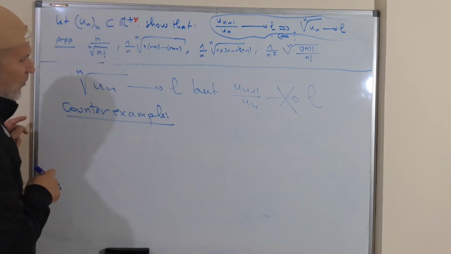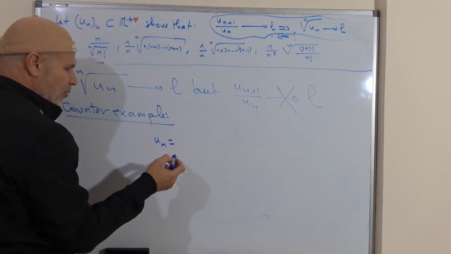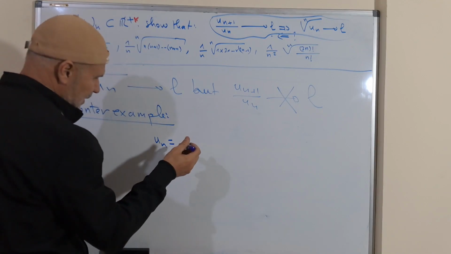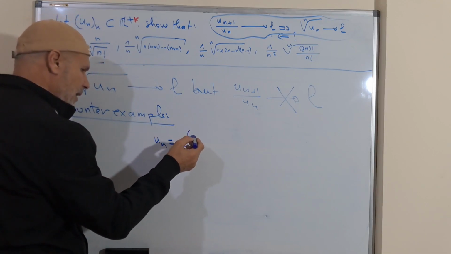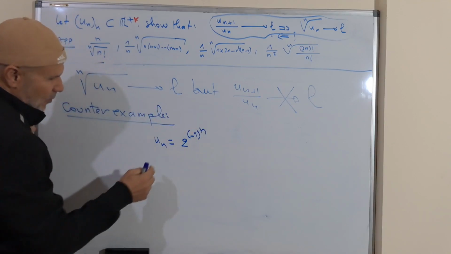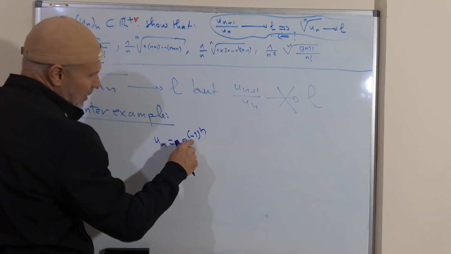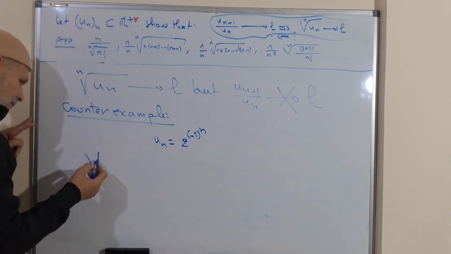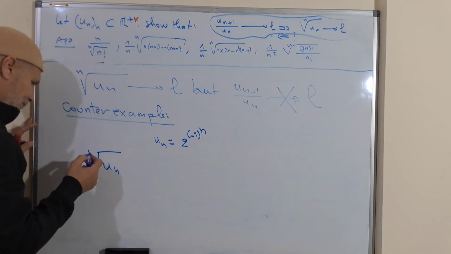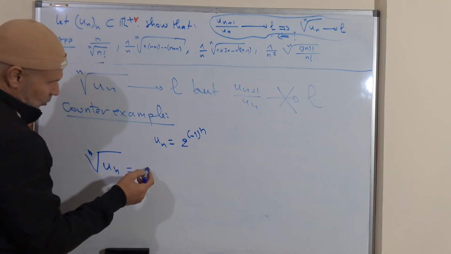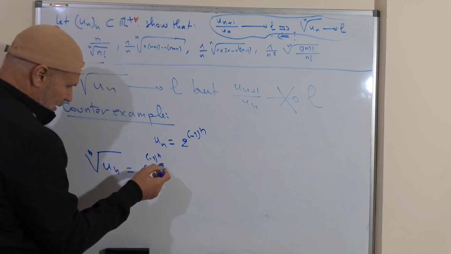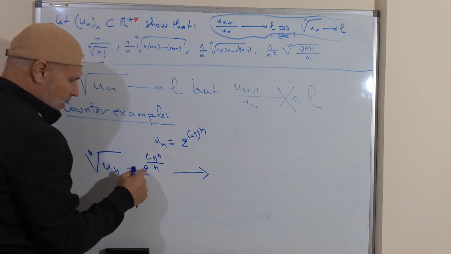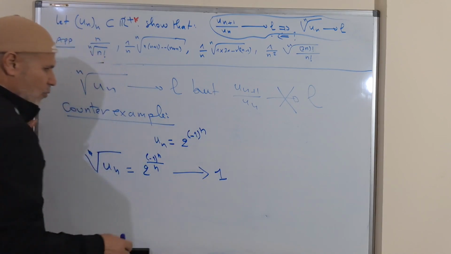I prepared it previously. Let Un be equal to 2 power minus 1 power n. So we have here two powers, 2 power minus 1 power n. The nth root of Un is equal to 2 power minus 1 power n divided by n. And when n goes to plus infinity, this goes to 0. So 2 power 0, this is equal to 1.